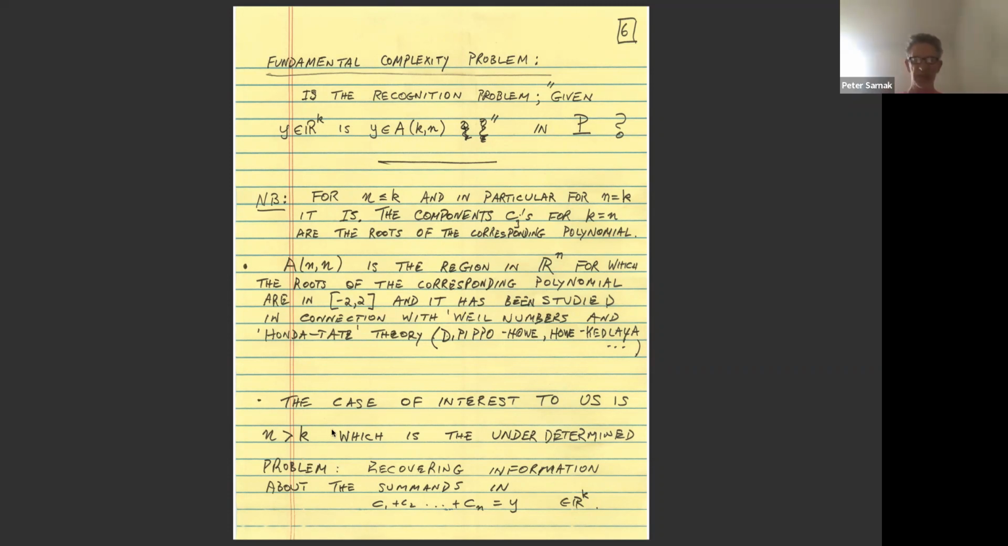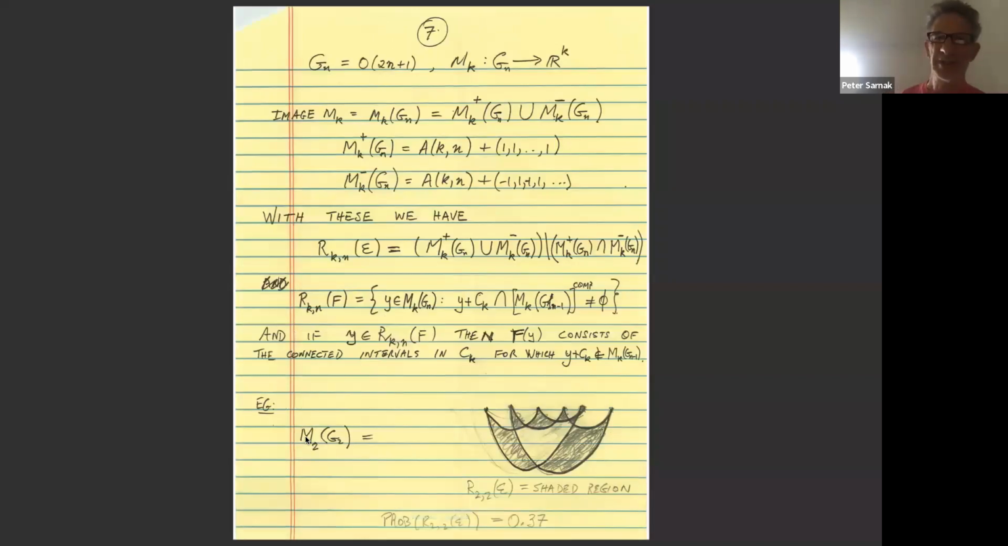We have n bigger than k. We have this underdetermined problem, and we're trying to recover the coordinates of the summands, or something about the coordinates of the summands in this range when n is bigger than k. And that's what I will be describing. So now I can describe the image.